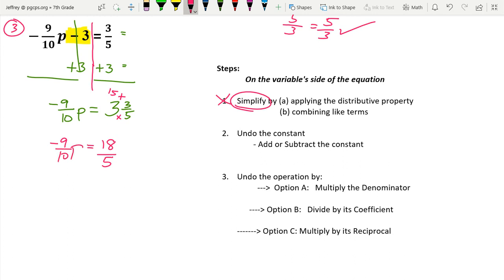rest of the problem. Now, you need to practice your multiplying and dividing fractions as well, because we will do that a lot in 7th grade. Now, let me erase this part so I have more space to do the work.